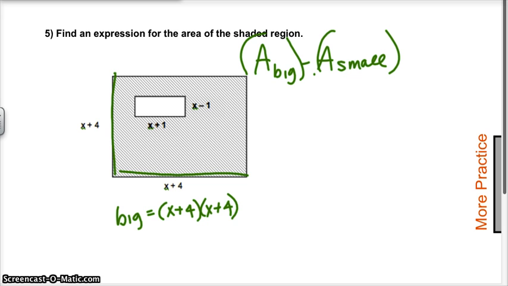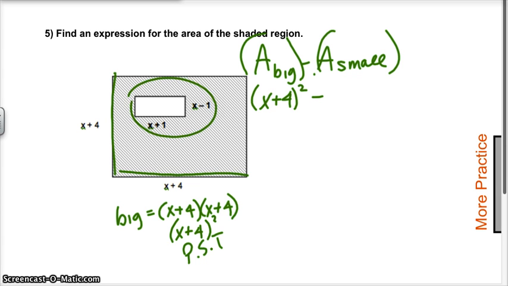You're more than welcome to multiply that there, but I recognize that when the same number is written twice, it's like squaring it. Essentially, this is a perfect square trinomial. So the area of the big is x plus 4 squared. The area of my small in here is going to be x plus 1 times x minus 1. I recognize that as being a difference of squares.